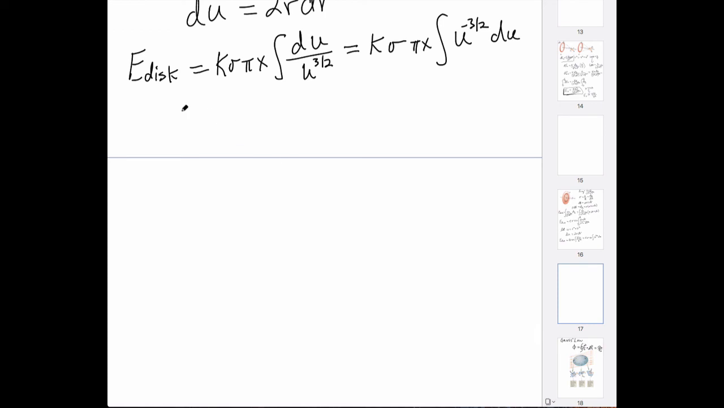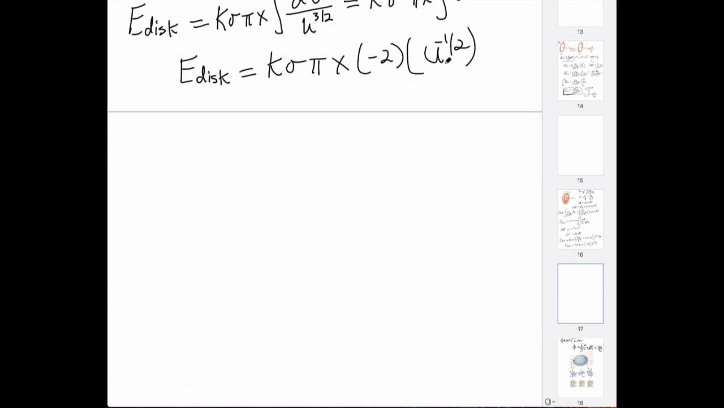Whew, that was a lot to say. So after that integral, I've got E disk equals k sigma pi x, and then divided by negative 1 half, which is the same as multiplying by negative 2, times u to the negative 1 half. And now, since I was lazy with my limits, let's plug back in for u what I started with, and I can use the limits that I know I need.